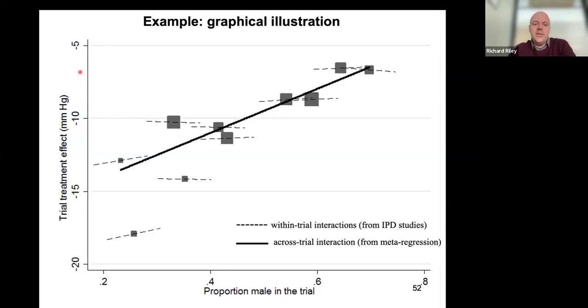Here I'm plotting the overall treatment effect in a trial against the proportion male in that trial, and each of these squares denotes one of my trials. You can see from the meta-regression, the across-study relationship is very strong. As the proportion male in a trial increases, the average treatment effect gets closer to zero, so less effective. But the gradient of the dashed lines is what I looked at the individual level. So the difference between males and females is denoted by the gradient of these dashed lines, which in the bigger studies, the bigger squares, they're pretty flat. And indeed, the average of the dashed line gradients is 0.77.